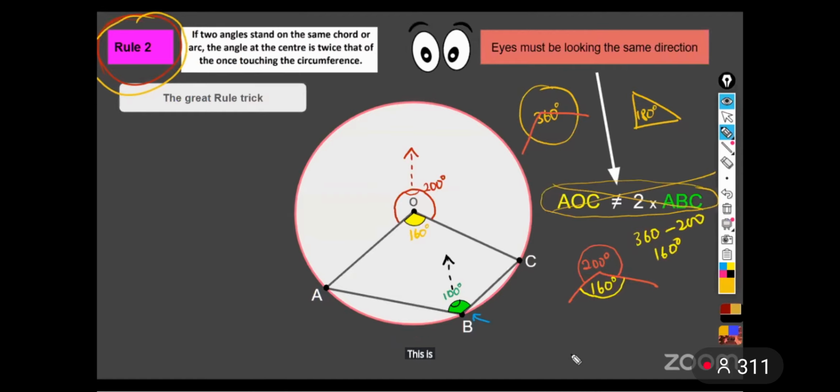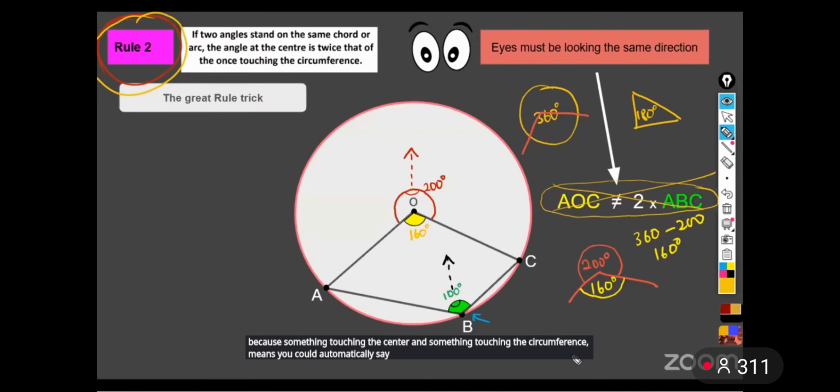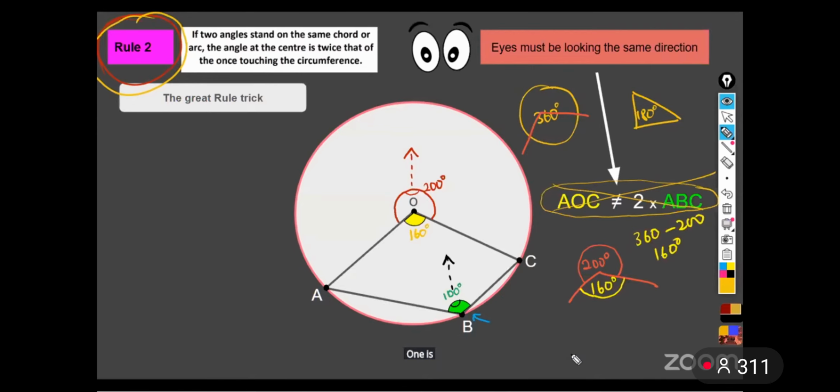This is me focusing on the fact that not because something looks like rule 2, because something touching the center and something touching the circumference means you could automatically say one is twice the size of the other, or one is half the size of the other. You have to keep remembering that part that I was so annoying about. I kept reminding you, for it to be rule 2, the eyes must also be looking in the same direction.